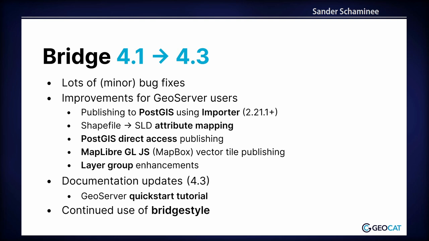Then the direct access publishing had some flaws that we repaired, in MapLibre or Mapbox vector tile publishing also. And layer grouping was not working as I wanted it to, so I changed that as well. Also recently we added, mainly for the workshops that were done earlier this week, a quick start tutorial for GeoServer people so that they can see how they can use Bridge to publish something quickly to GeoServer. How do I set it up?